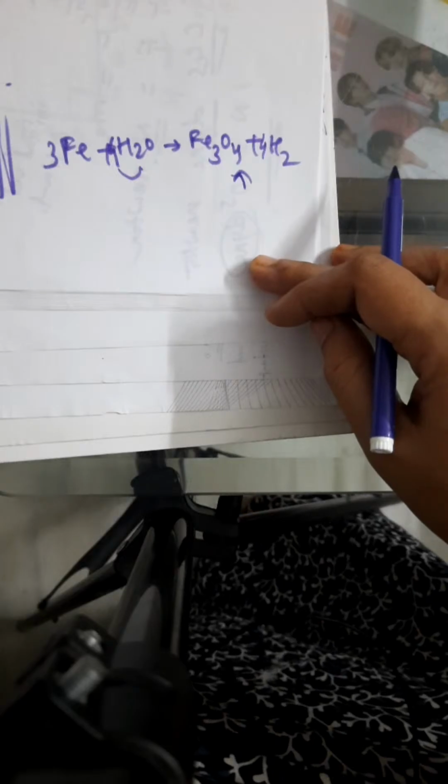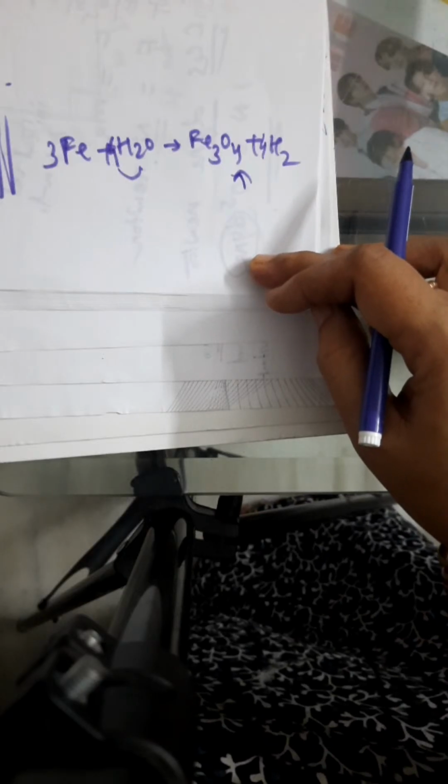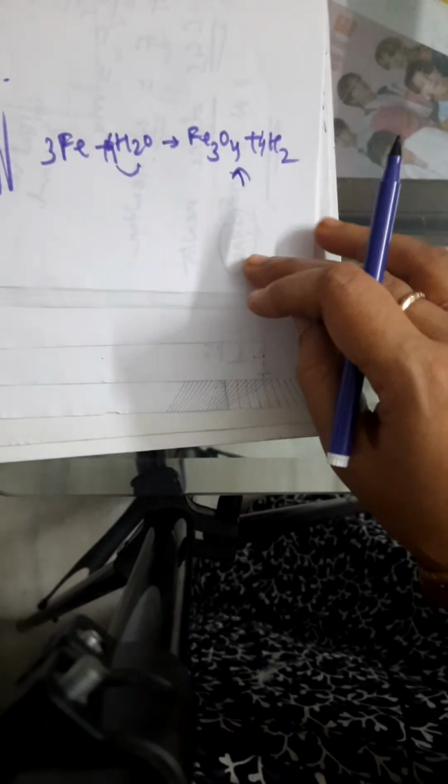Silver chloride, correct answer. Ashrita, why are you so late? Silver chloride, silver bromide, both undergo photodecomposition. Okay, next one.